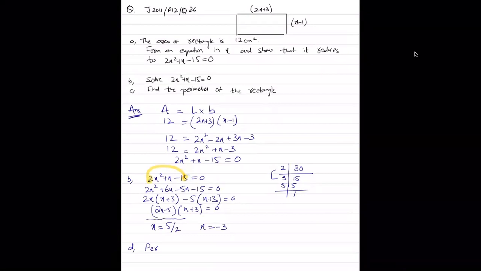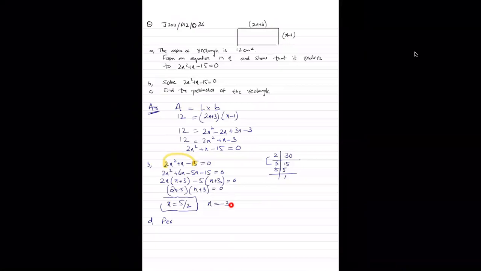But for the perimeter you are going to use only one value of x, because the length cannot be negative. The x value cannot be negative. If you take x as negative 3, this width is going to be negative 4, which is not possible. The length is always positive. So you are only going to accept x equals 5 over 2.